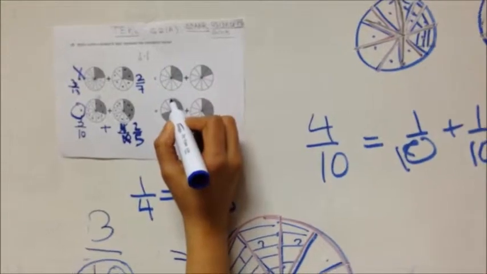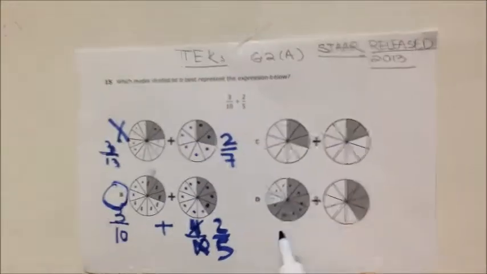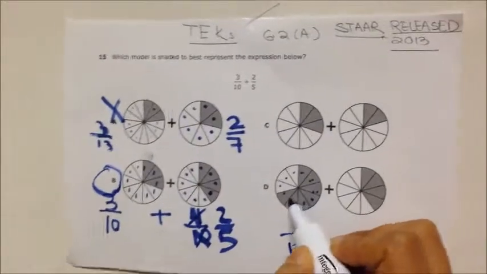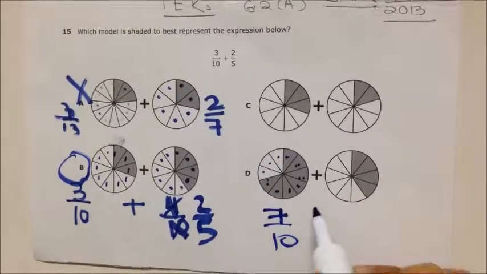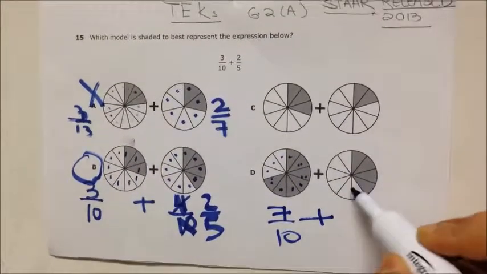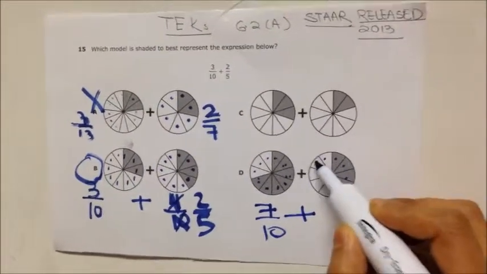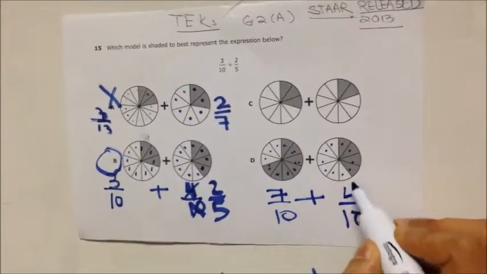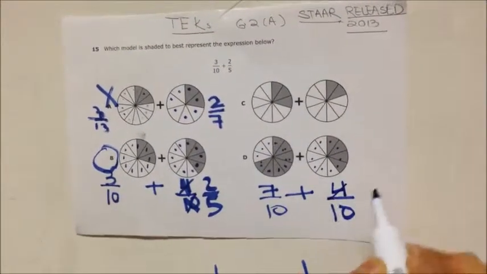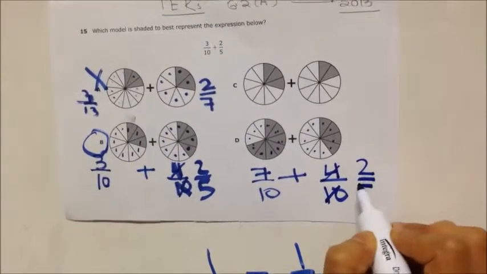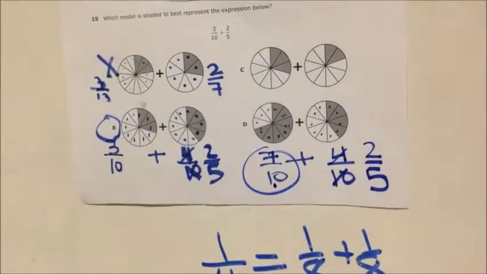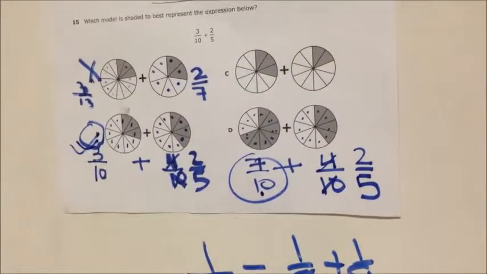The circle is divided into 1, 2, 3, 4, 5, 6, 7, 8, 9, and 10. So the denominator is 10, and 1, 2, 3, 4, 5, 6, 7 parts are shaded. And 1, 2, 3, 4, 5, 6, 7, 8, 9, and 10. And we have 4 parts shaded, which is equal to 2/5, as we already know. But this is not equivalent to 3/10, so answer B is the correct answer choice.